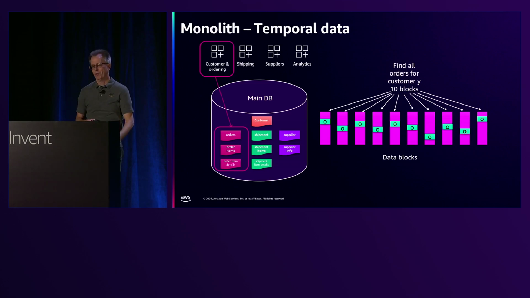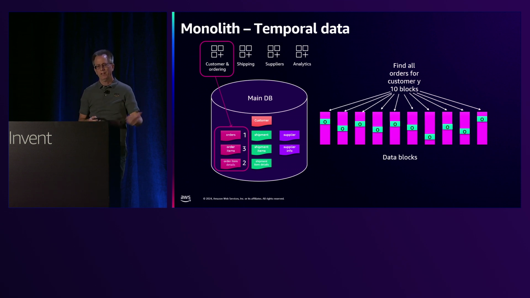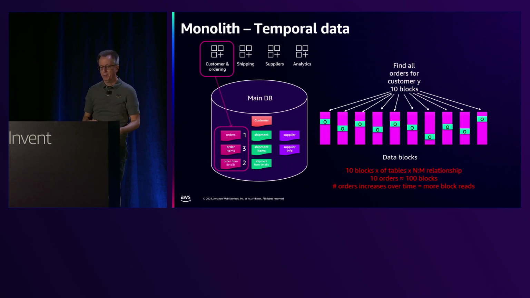Find me all my orders for the last year. And now this costs 10 times as much, right? But that's really a simplistic example because in our system, for each order we have 3 order items and 2 item details per order item, right? So that actually means we're grabbing more like 100 blocks on this query.